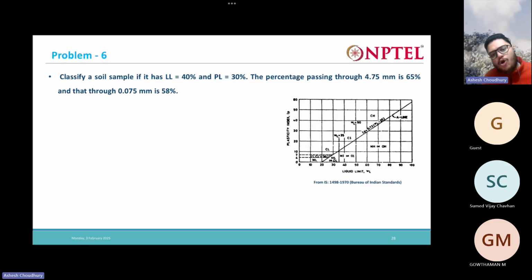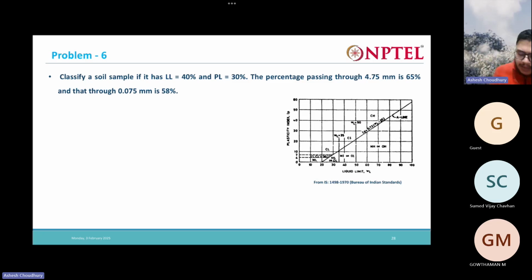Or it might be O also. O means organic. You can identify the soil with a distinct odor, and the color will be blackish. That's how you can identify. So it can be either clay or silt or organic clay, whatever. Definitely, it is a fine grained soil.